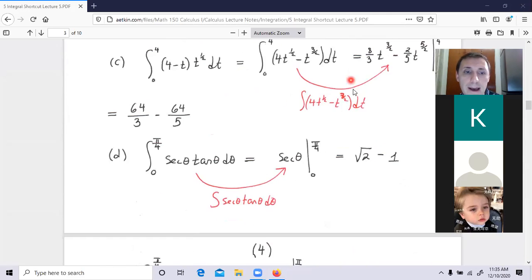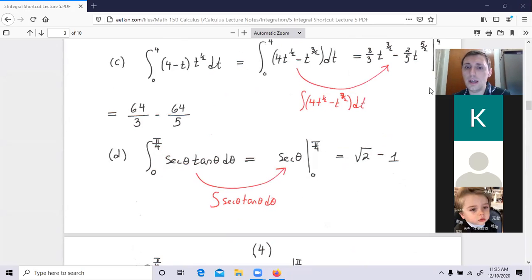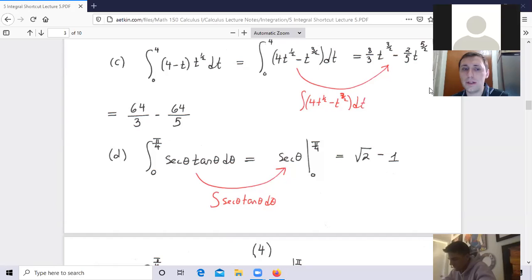So we have the integral from 0 to pi over 4 of secant tangent. You have to recognize that secant tangent is the result when you take the derivative of secant. So it's the same as secant evaluated from 0 to pi over 4. Good. So secant of pi over 4 is root 2, and secant of 0 is 1, so it's root 2 minus 1.